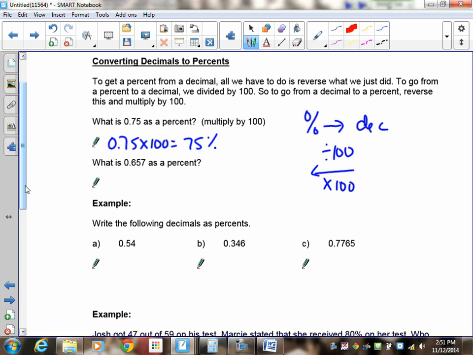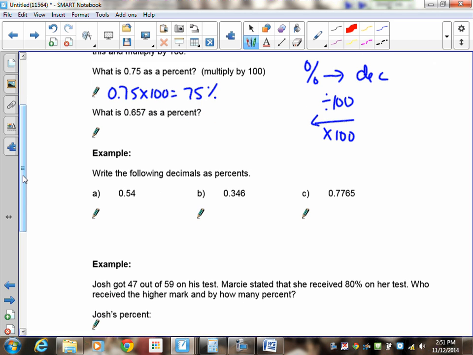Okay, so I'd like you to take a look at this one. Okay, this becomes 0.657 times 100 is equal to 65.7, and yes, you can have a decimal in a percent. Okay, so there are 2 of them that I did. I want you to do the next 3. Pause the recording, show me what you did, what you got.